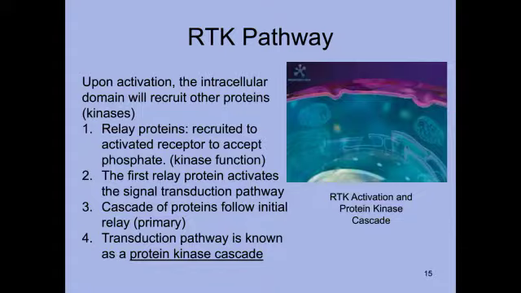So a relay protein is a protein that's simply going to take a phosphate from one area and transfer it to another. The first protein in this relay race, the first relay protein, activates or begins that signal transduction pathway. A whole series of proteins, what's known as a cascade of proteins, is going to follow the primary initial relay protein. The transduction pathway that is carried out and activated by this relay protein is known as a protein kinase cascade. Allow the name of it to tell you what it's doing.